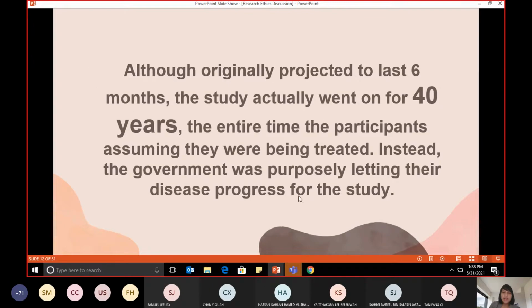Now the study actually went on for 40 years. Can you imagine? They were manipulating the people for 40 years, not 4 years. To me, 4 years is very, very long. It's 40 years. The participants, assuming they were being treated, were not treated for the whole 40 years. Instead, the government was purposely letting the disease progress for the study. They knew that the participants had health issues that should be treated, but they just kept quiet. The participants were just wondering whether they were okay or not, and after that they passed away due to the complications of syphilis. But the government did that purposely.